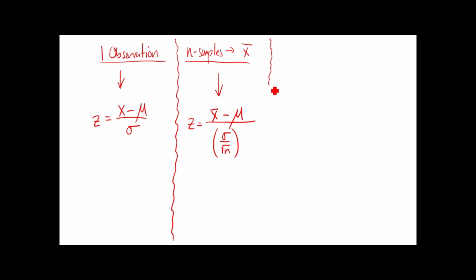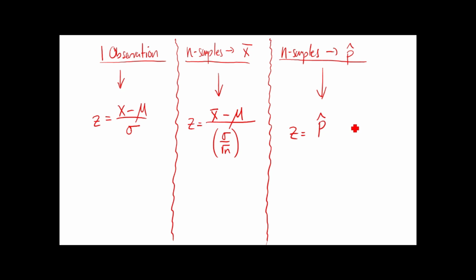Or the third scenario is that you take n samples and you're not interested in a sample mean, you're interested in a sample proportion. If that's the case, then your z-score is going to be your sample proportion minus the true proportion, which is your mean, divided by the square root. Your standard deviation here is the square root of p times 1 minus p over n. Okay?